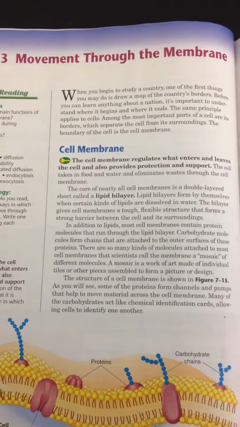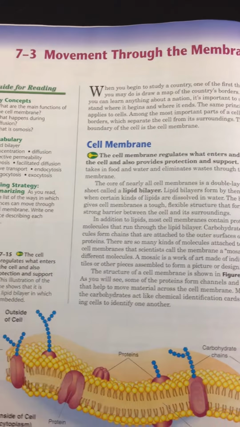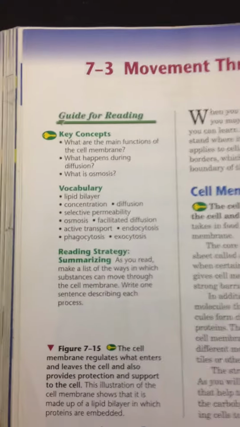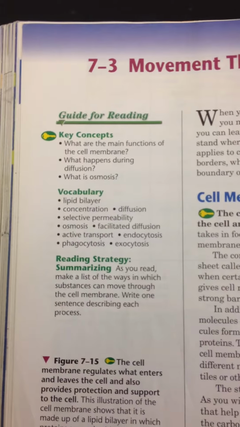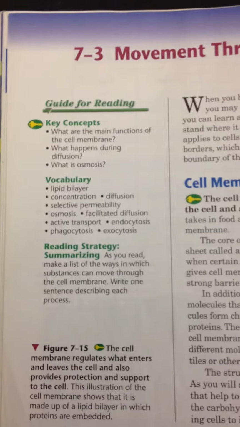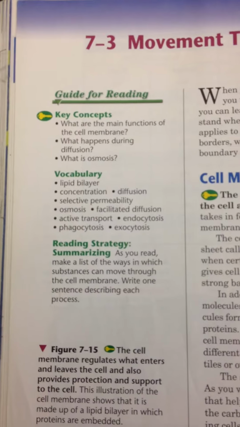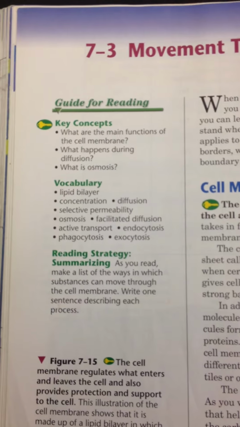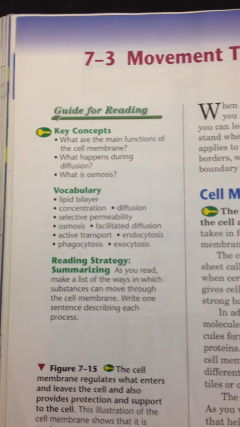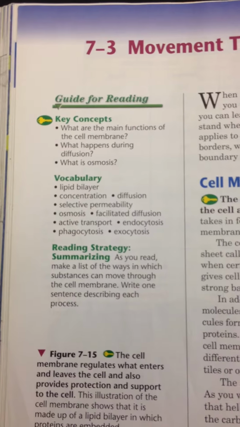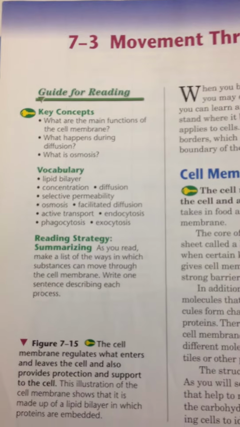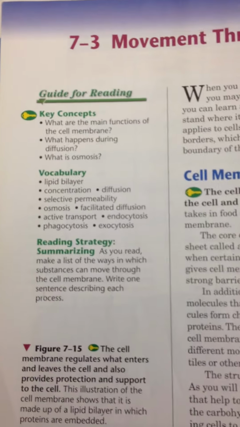So, if we look at how this textbook is designed, at the beginning of each section, there's always this thing called the guide for reading. Before you read the text, you should look and say, hey, what are the things that I should know when I'm done? In this particular text, there are three key concepts. You want to know what are the main functions of the cell membrane, what happens during diffusion, and what is osmosis. So as you're reading, keep those things in mind.